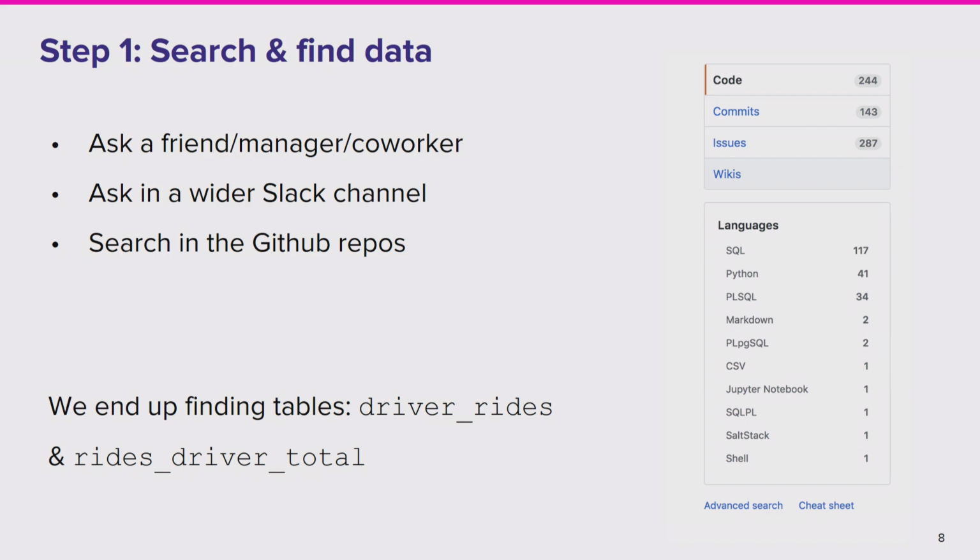Maybe from there, you might back up and say, fine, let me just look at the code. Let me look at the GitHub repos. Let me look at the code that's generating these tables and see what I can find. And then perhaps you end up finding two tables called driver rides and maybe rides driver total. From the name of these tables, you're like, okay, this might have what I'm looking for.